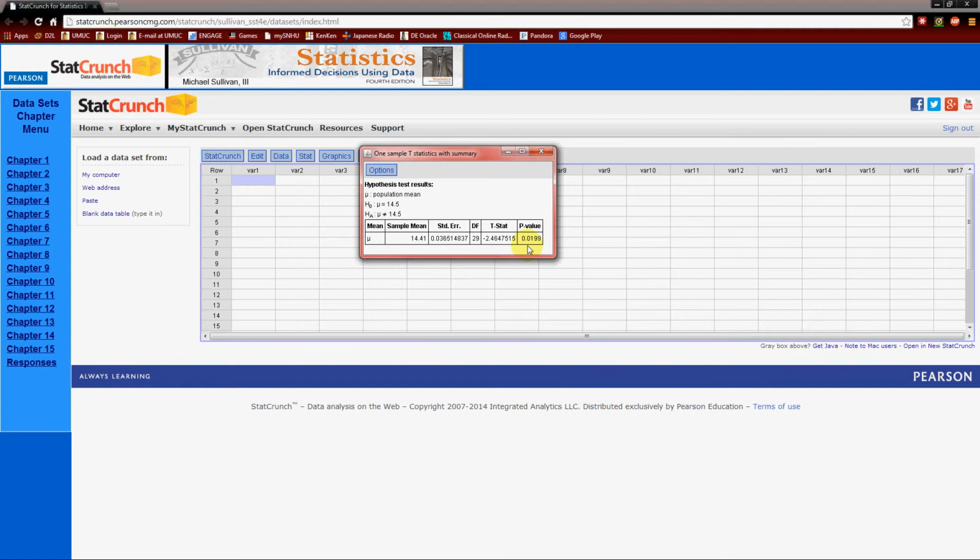Since p is less than alpha, since 0.0199 is less than our 0.05, we reject the null hypothesis and conclude that the average length of the switches is not 14.5 centimeters.